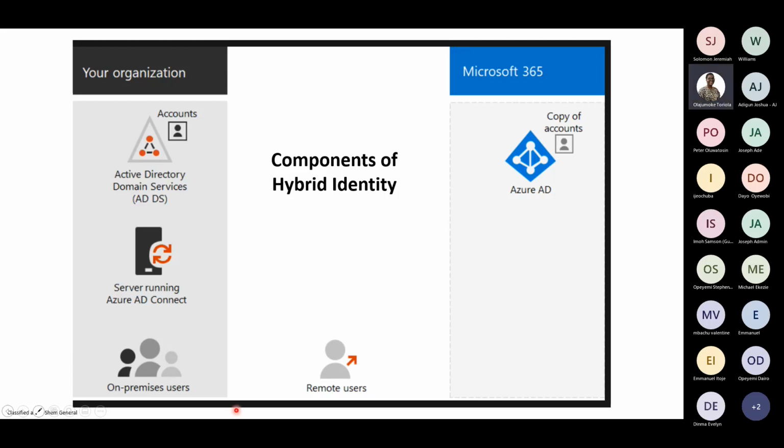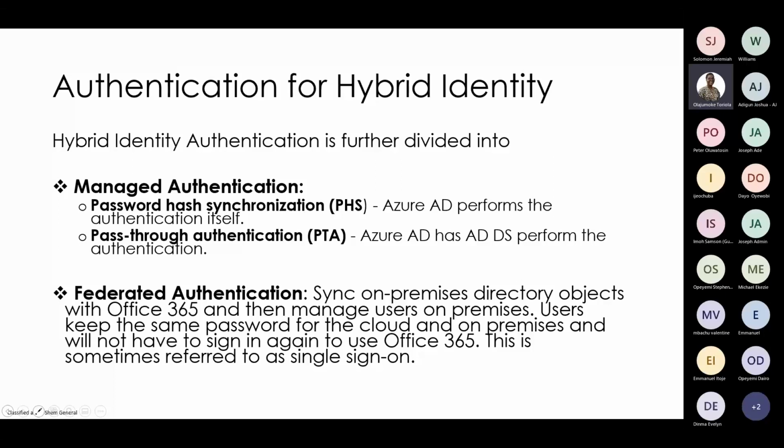All right, thank you. So let's talk about authentication for hybrid identity. We have already established an understanding that hybrid identity is an identity model in Microsoft 365. The alternative, if you're not doing hybrid identity, is cloud-only. But when it comes to hybrid identity, there are certain things we need to bear in mind, and those are the authentication methods.